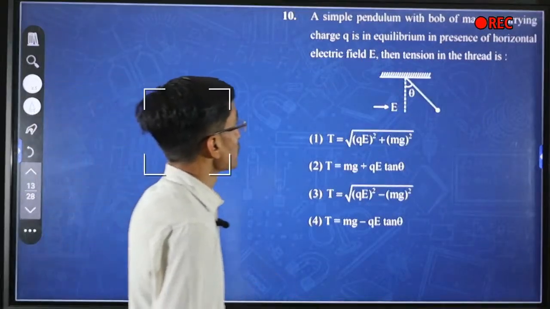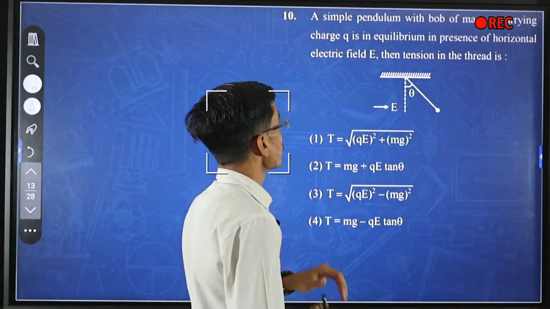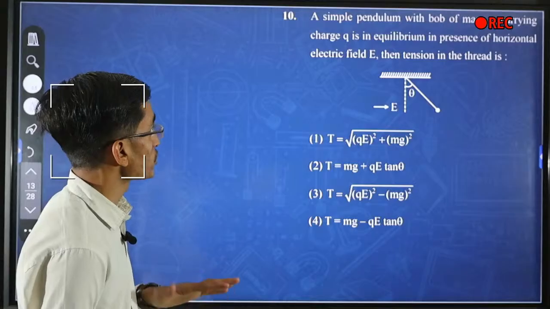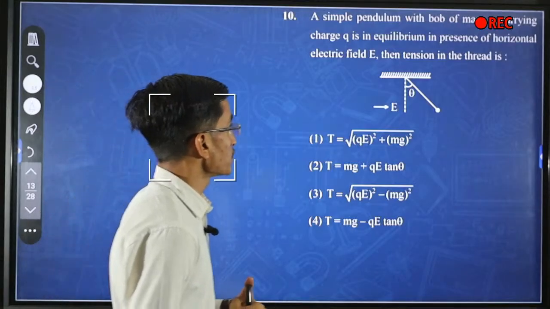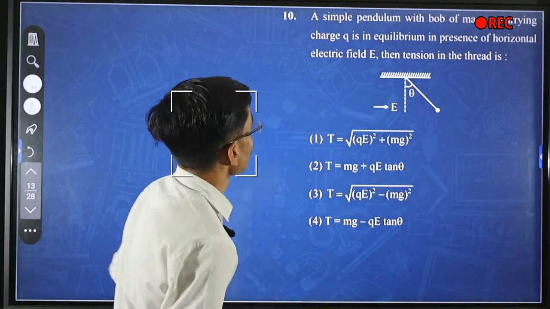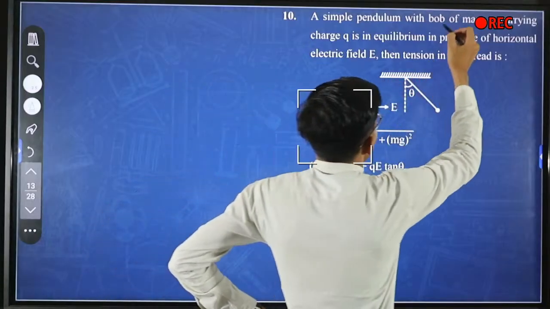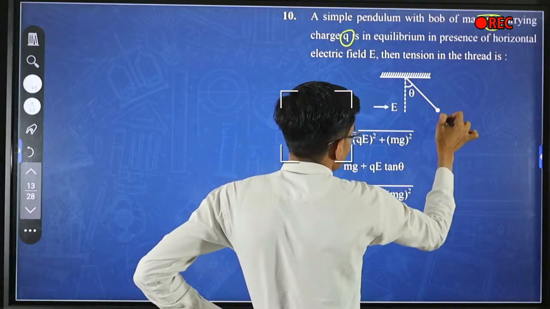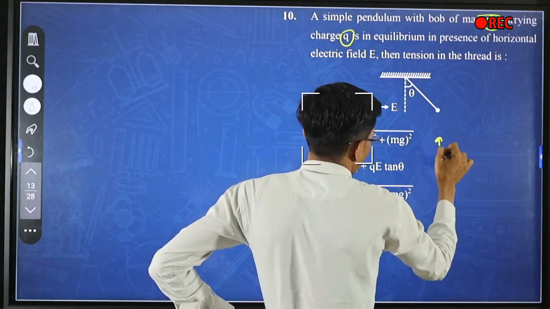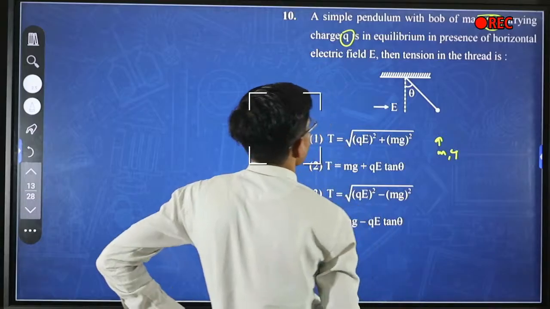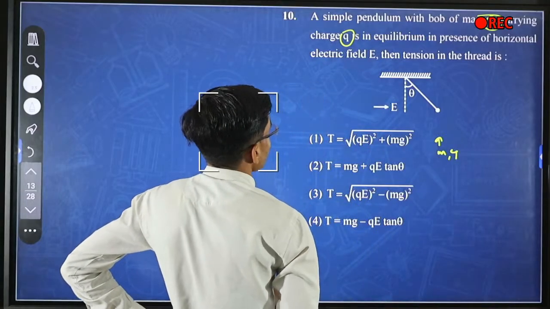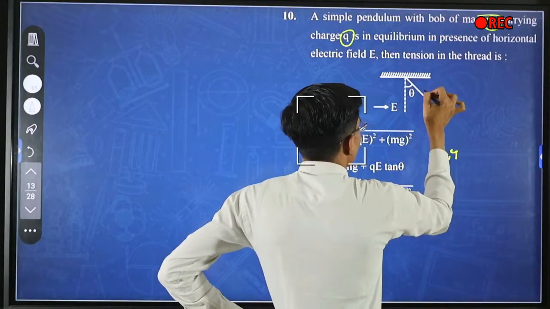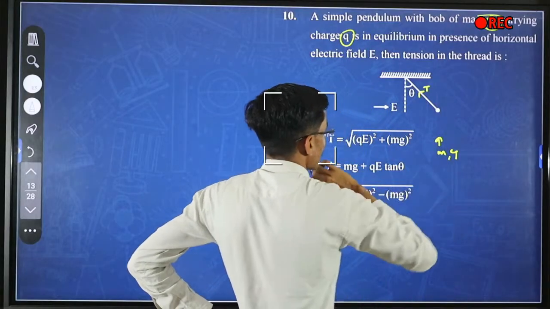Next question. A simple pendulum with a bob of mass small m carrying a charge q is in equilibrium in the presence of a horizontal electric field E. Then the tension in the thread is. Okay. This bob has mass m and charge q on it. In equilibrium in the presence of a horizontal electric field E, we have to calculate the tension in this thread.